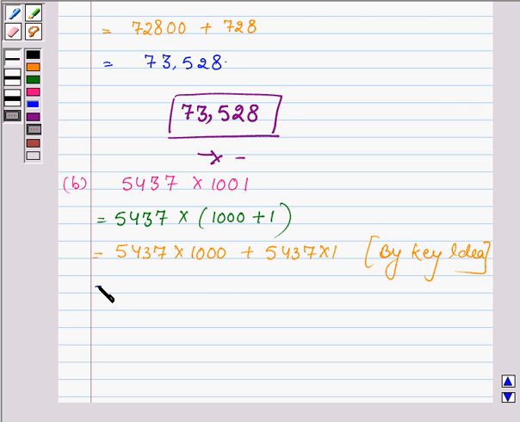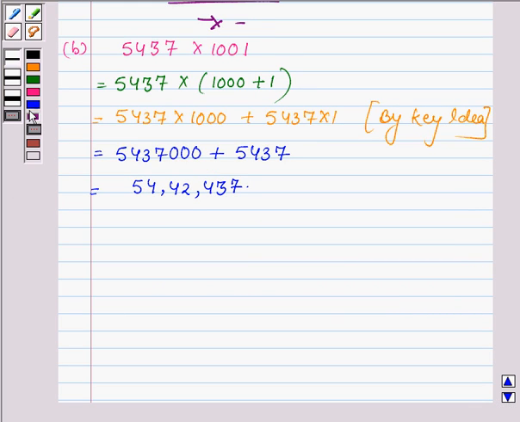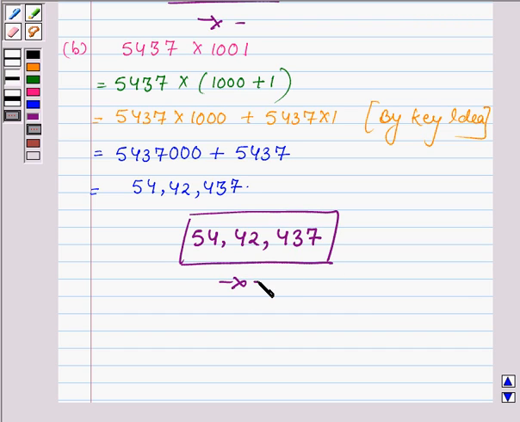And on multiplying 5437 with 1000, we get 5437000 plus, and on multiplying 5437 with 1, we get the number itself. And now on adding 5437000 with 5437, we get 5442437, and hence the value of the second part is 5442437. So this completes the second part.